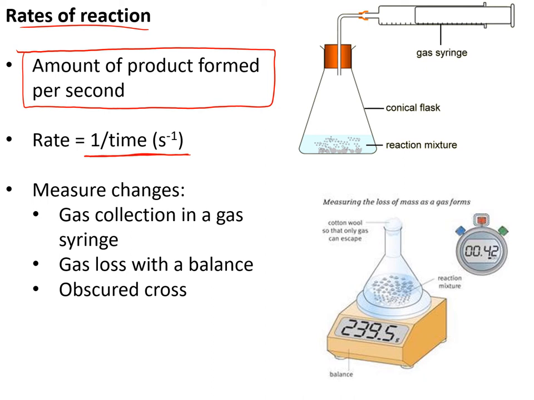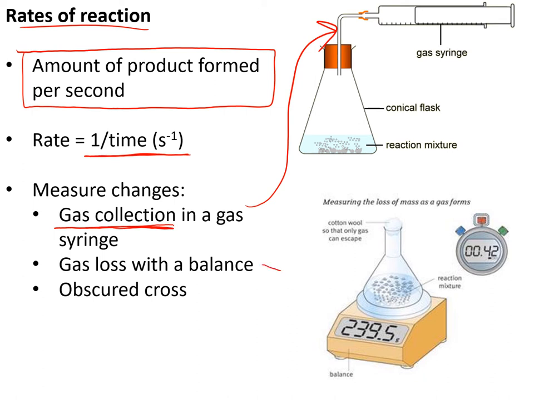So, often, if a reaction produces gas, we can collect that gas in a gas syringe. That's what's being shown up here. Similarly, you could collect the gas in an upturned measuring cylinder full of water. That's what we do in one of the core practicals you'll see in a second.